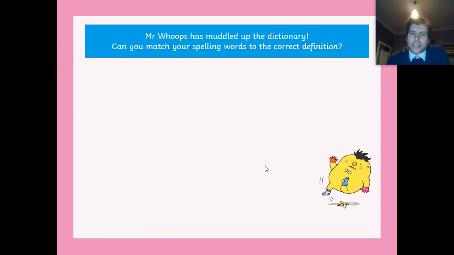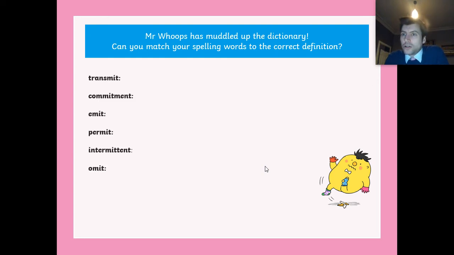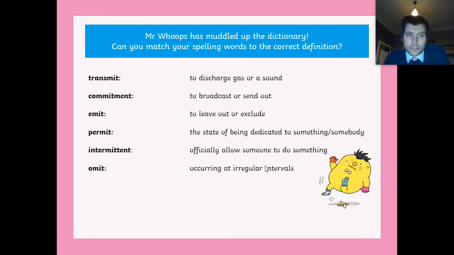Let's see if you can match this guy's attempts. Now, this guy, Mr. Whoops, he's having a really whoopsie day. He's fallen over. He's got no clothes on apart from gloves and socks. And he's not sure whether these words are correctly defined, so he's put these definitions next to them. He's got transmit, meaning to discharge a gas or a sound. Commitment to broadcast or send out. Emit, to leave out or exclude.